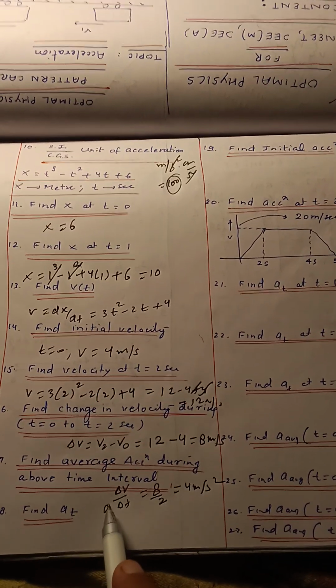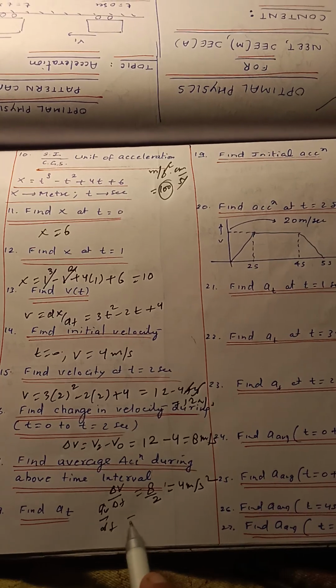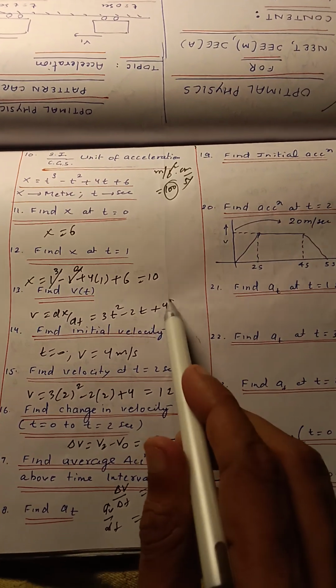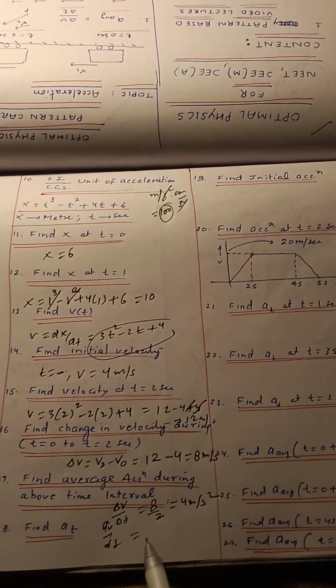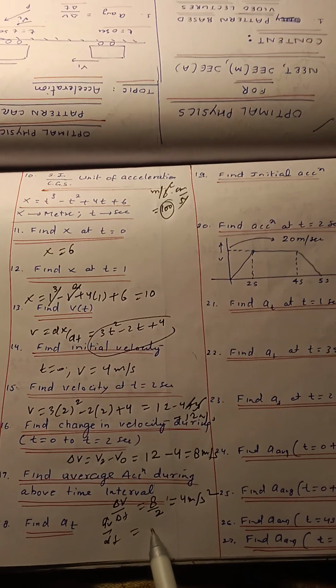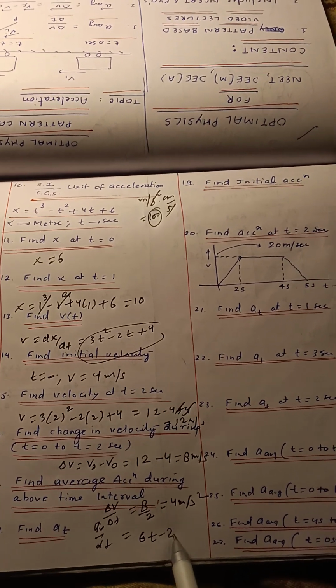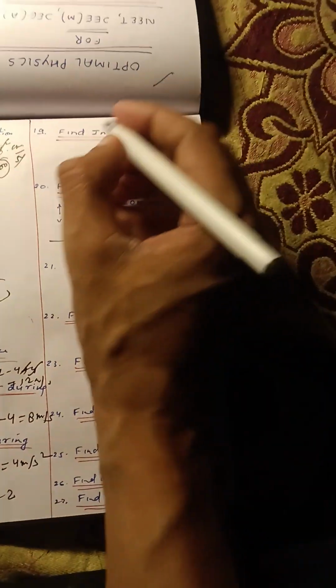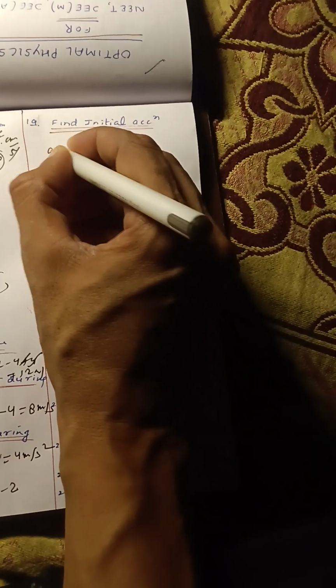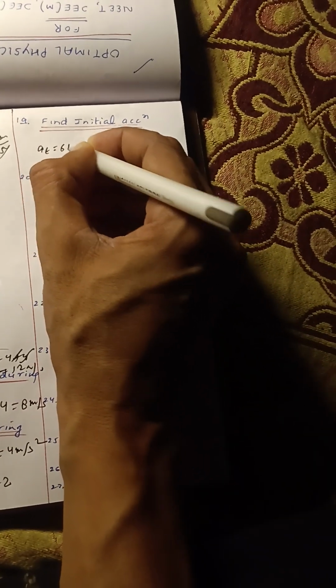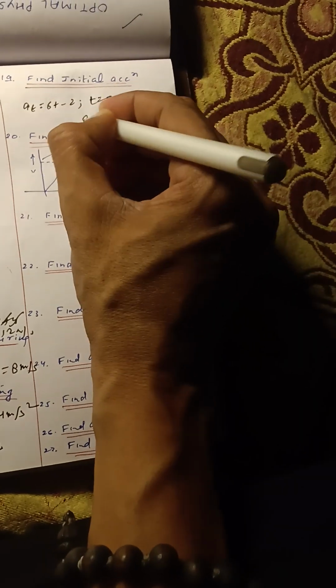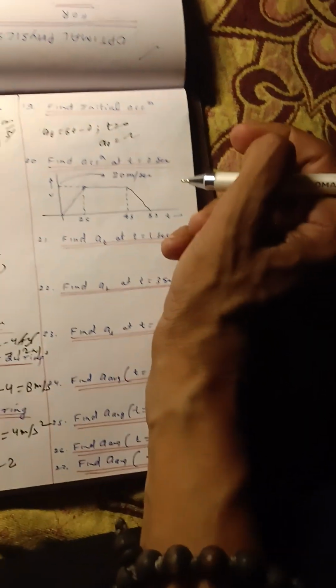Then we need to find the instantaneous acceleration. It is dv by dt. The velocity as a function of time is given here. Differentiating, we get 6t minus 2. Then we need to find the initial acceleration. The instantaneous acceleration is 6t minus 2. For initial, we substitute t equal to 0. So a comes out to be minus 2.